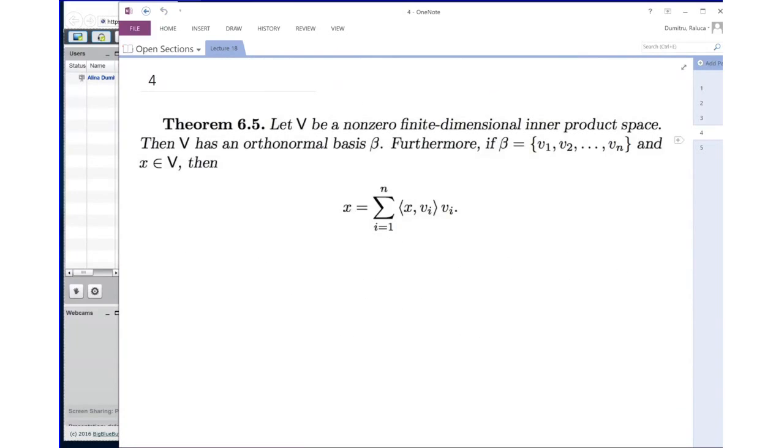So as I said before, any finite dimensional inner product space must have an orthonormal basis. And if beta would be orthonormal, then you have this way of writing a vector, which we've seen before, right? We've seen at the beginning, every vector is the sum of x inner product with vi divided by the norm of vi squared, which is 1 if it's orthonormal, right? So the main thing is this, that every finite dimensional inner product space has an orthonormal basis.